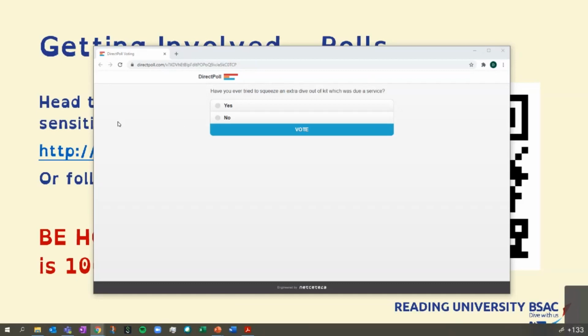All right, have you ever tried to squeeze an extra dive out of kit which was due a service? So this might be a regulator, or it might be trying to sneak a cylinder into the line of stuff to be filled. Perhaps it's a BCD that you've never, ever had serviced, because that's quite common, isn't it? Okay, what about the next question?